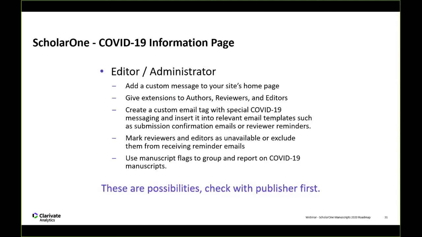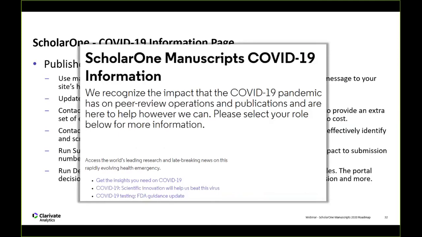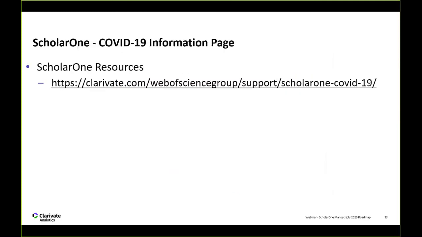But these are some things that would be available to you. The same goes with publishers. There's a number of options that are available to you, and I'll just point you to the website, and I'll put the website link in the chat here in just a moment. And so again, that resource for you is clarivate.com/Web of Science group/support/ScholarOne-COVID-19. And of course, if there's anything else that we can do to help, don't ever hesitate to reach out to our product support team because they're awesome.